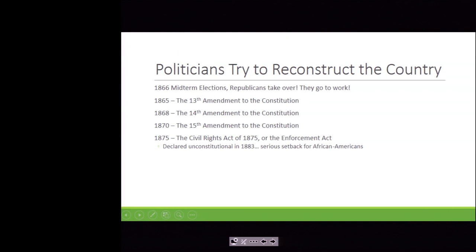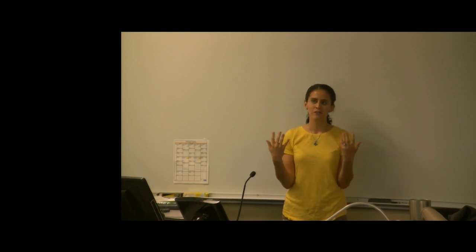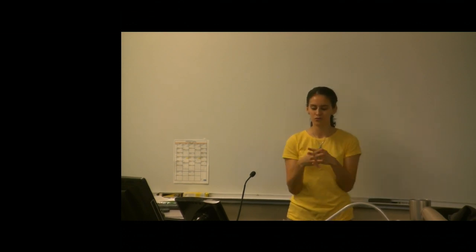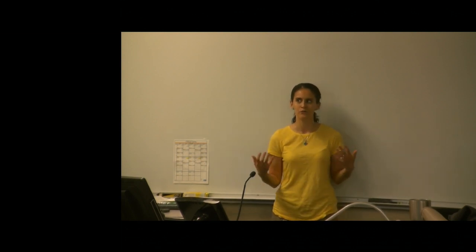The important thing to realize is that now that the Civil War is over, what do we do? Now that these two countries have to join to each other again, how does that work? How do we reconstruct the country? Now, different people have different answers to that question. Reconstruction means different things to different people.